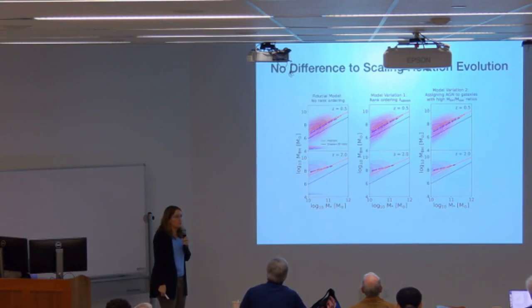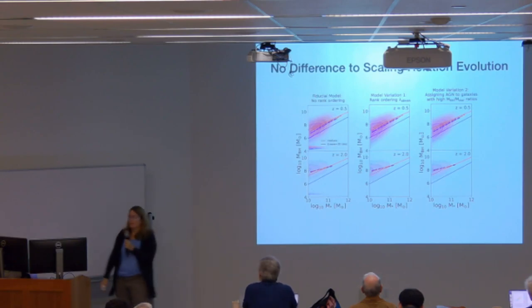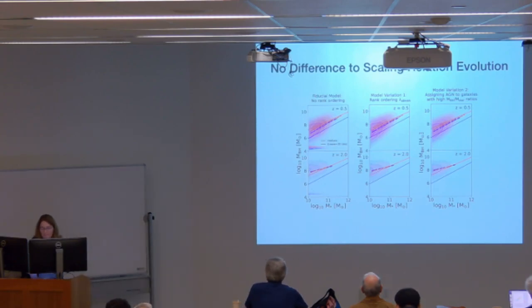So the evolution that we're predicting in the scaling relations is very robust to which galaxies we put the AGN in, depending on their black hole properties.